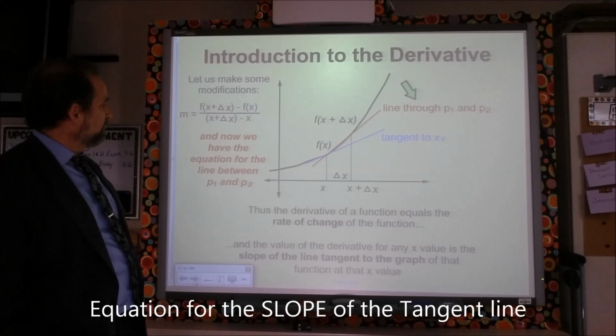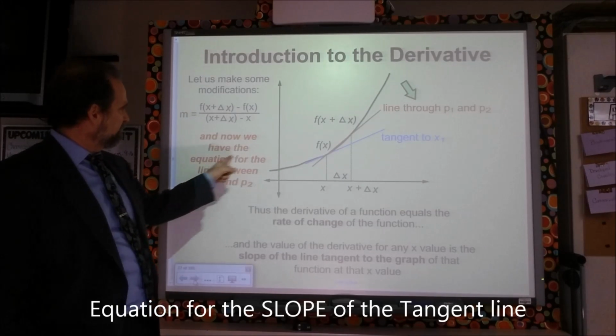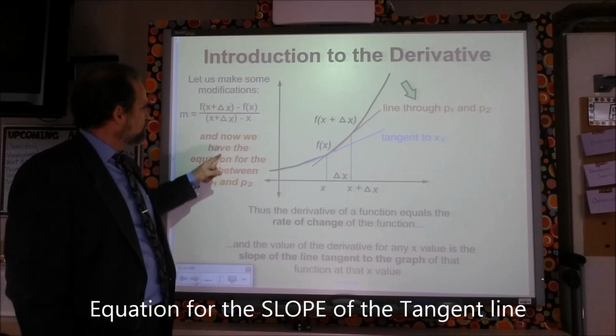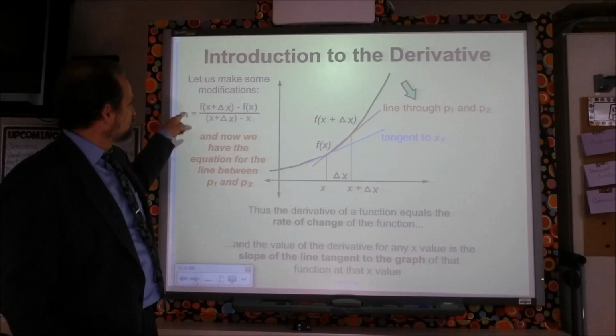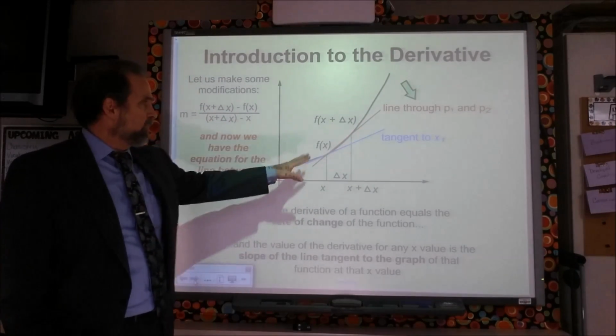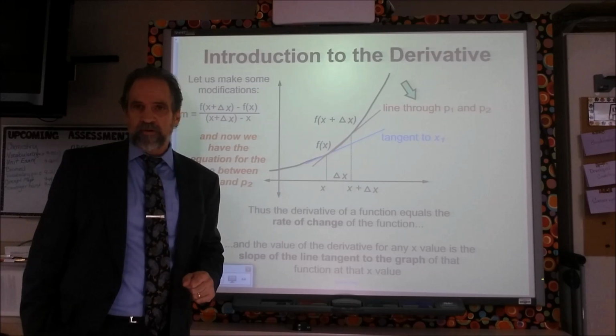Now we have an equation for the slope. It should say equation for the line between P1 and P2, but it's really not an equation for the line, is it? It's an equation for the slope of that line. And we'd need a y-intercept, we'd need a b, and I don't know where that is, and that's not important for the derivative.